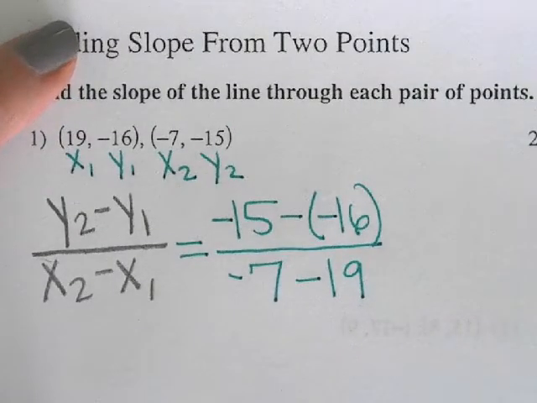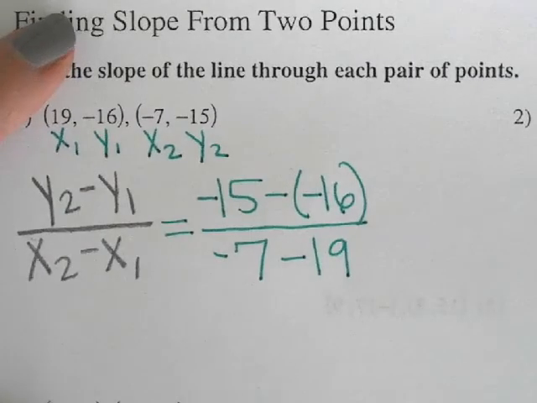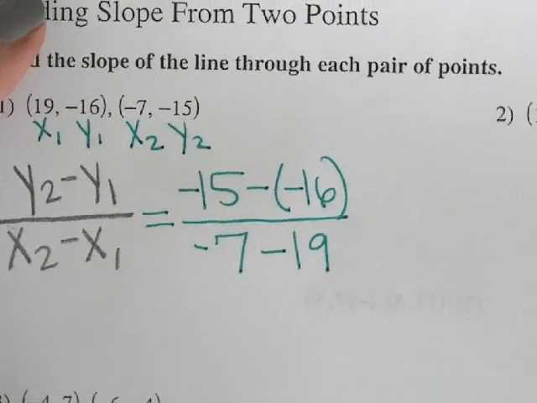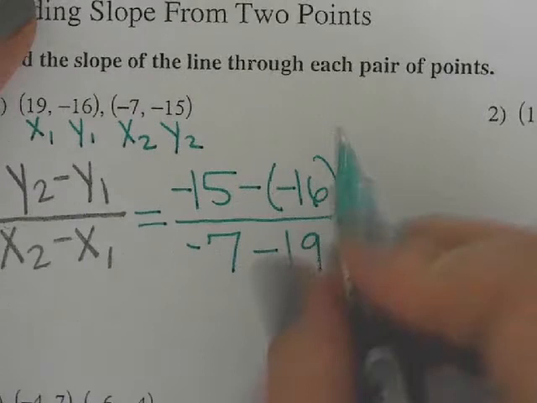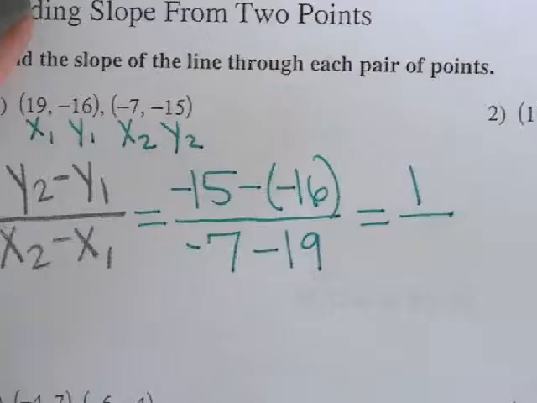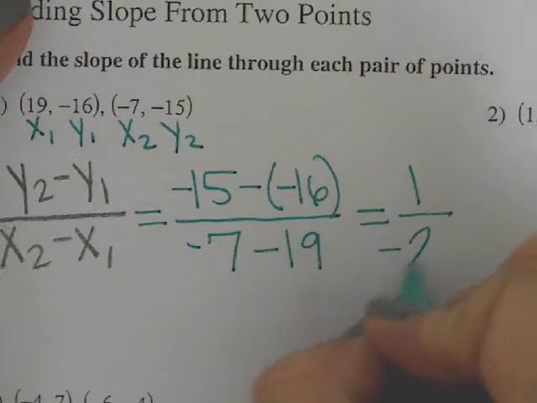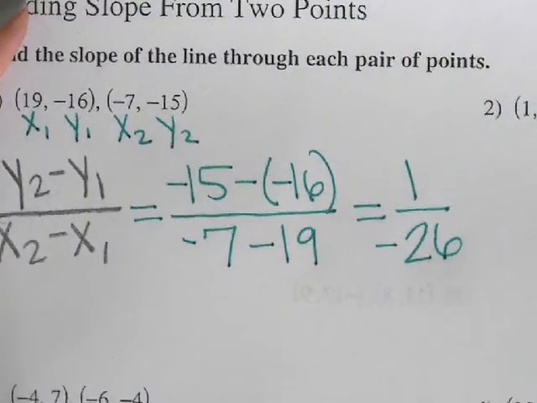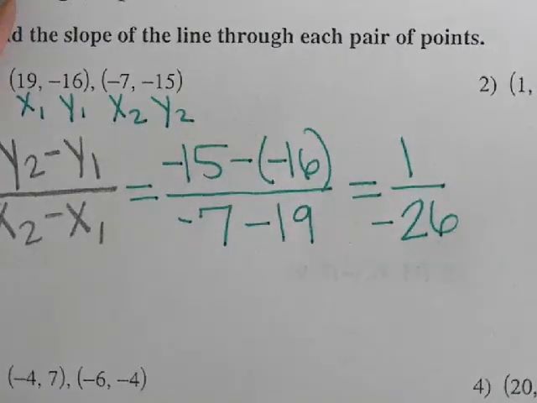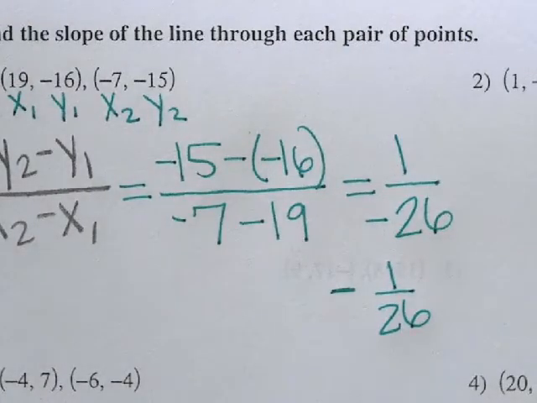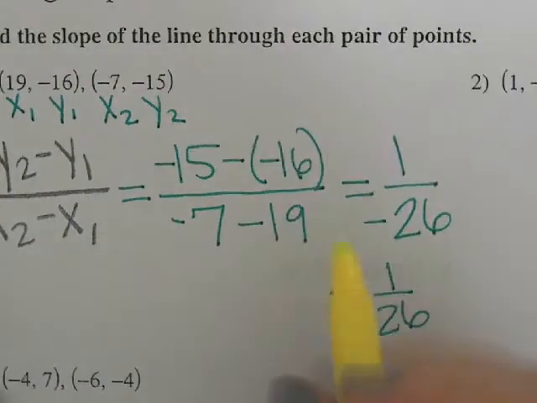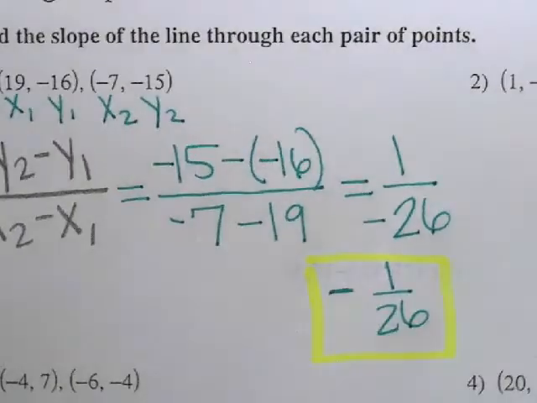So this is where it comes into play with integer rules. If you forgot your integer rules, this is where you can use your calculator and figure out the answer if you needed to. Negative 15 minus negative 16 is positive 1. And negative 7 minus 19 is negative 26. So if I were to simplify this, my answer would be negative 1 over 26. So this means I have a negative slope and my rise over run is 1 over 26. So negative 1 over 26 is my slope.